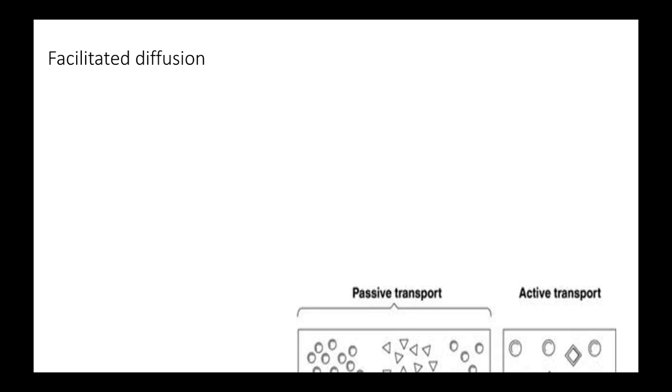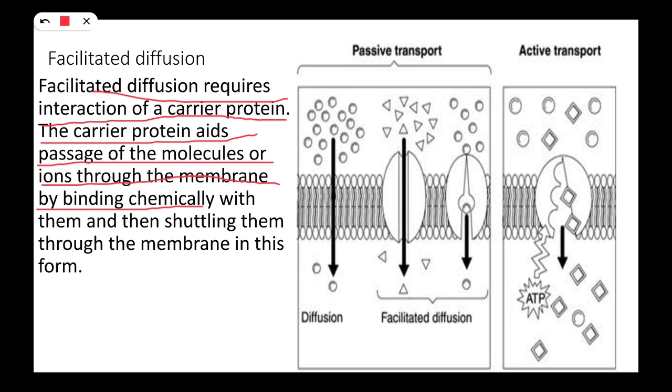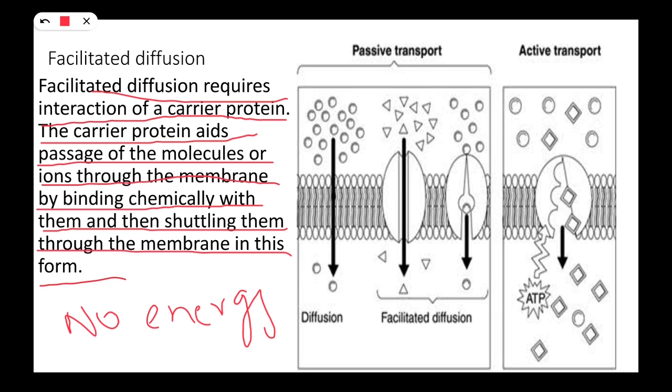Now facilitated diffusion, as we already saw, requires interaction of a carrier protein. The carrier protein aids passage of the molecules or ions through the membrane by binding chemically with them and then shuttling them through the membrane. Right? So it can be a channel protein or carrier protein to which the molecules bind and then are carried inside or outside of the cell depending on the concentration gradient. And in facilitated diffusion, no energy is required.